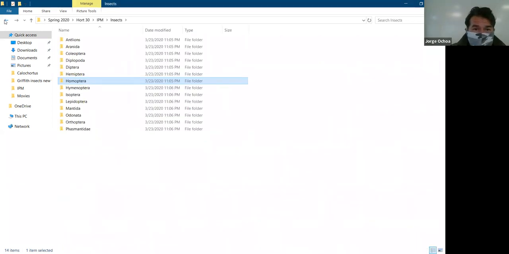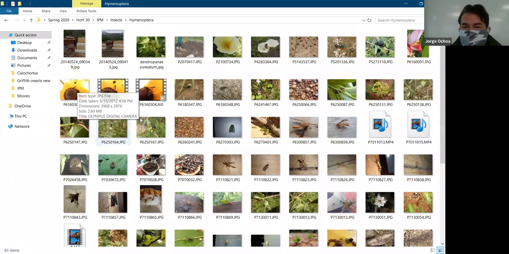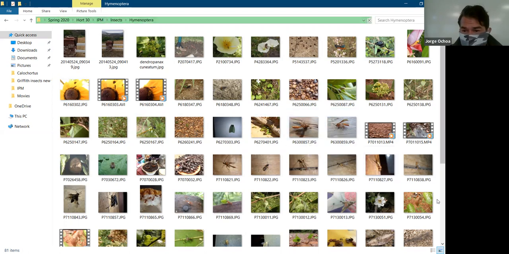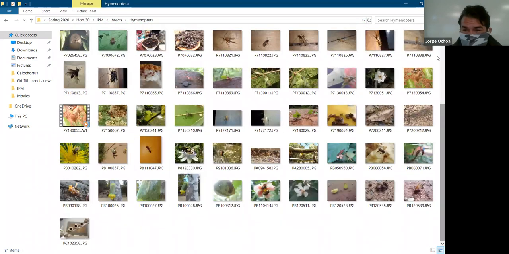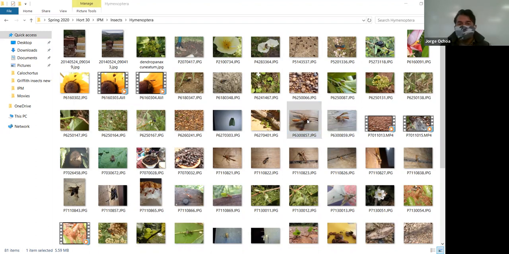All right, one more. Hymenoptera is going to be the bees, wasps, and the ants. And these are going to be the stinging ones. So let's see. Start right here. So we're going to start here. Hymenoptera means hymen, a membrane, and ptera means wings.